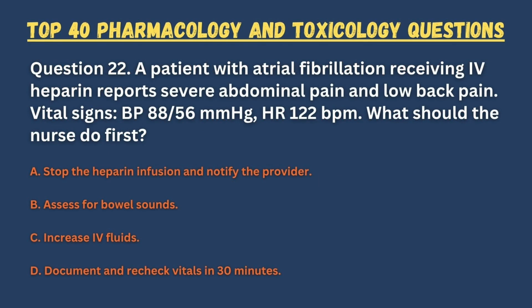Question 22. A patient with atrial fibrillation receiving IV heparin reports severe abdominal pain and low back pain. Vital signs. BP 88/56 millimeters of mercury, HR 122 BPM. What should the nurse do first? A. Stop the heparin infusion and notify the provider. B. Assess for bowel sounds. C. Increase IV fluids. D. Document and recheck vitals in 30 minutes.